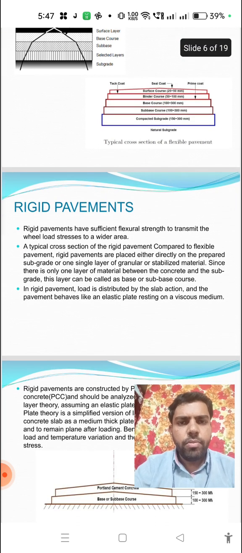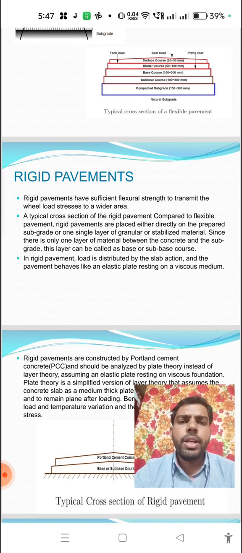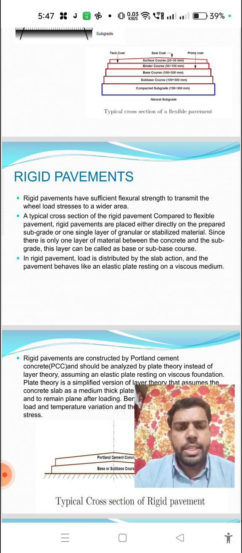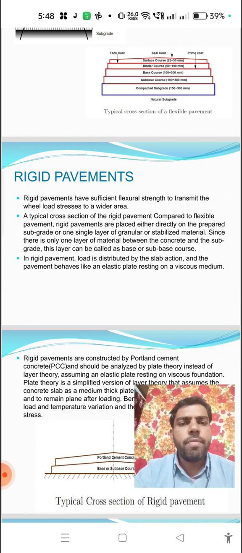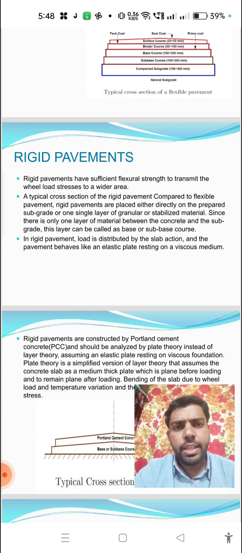Next, coming to rigid pavements. After completion of flexible pavement, we are coming to rigid pavements. What is the difference between flexible and rigid? Flexible pavements use bituminous materials, but rigid pavements use cement concrete materials. Rigid pavements have sufficient flexural strength. Here we are studying the slab action. Slab action means CC, plain cement concrete. That plain cement concrete behaves with flexural strength, which transmits the wheel load stresses onto a wider area.